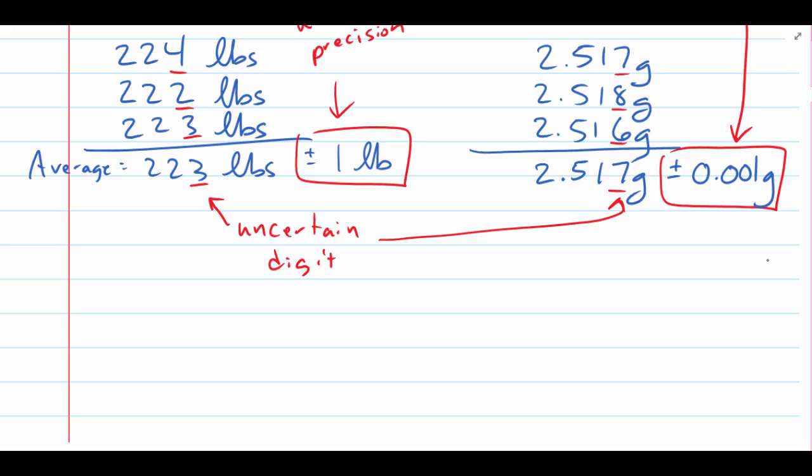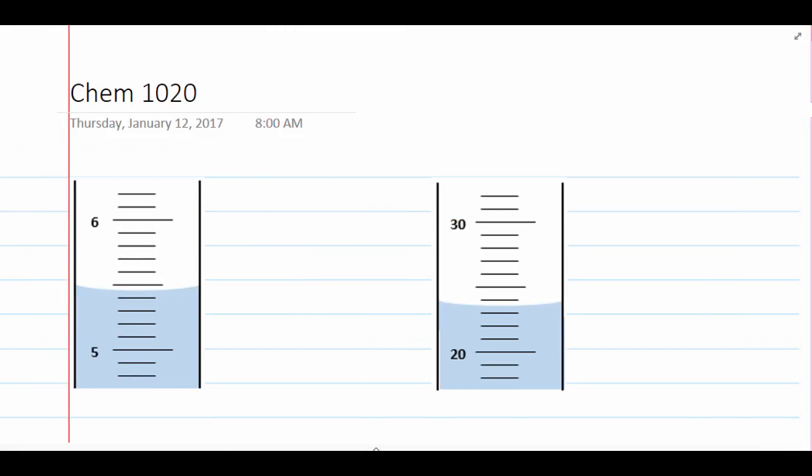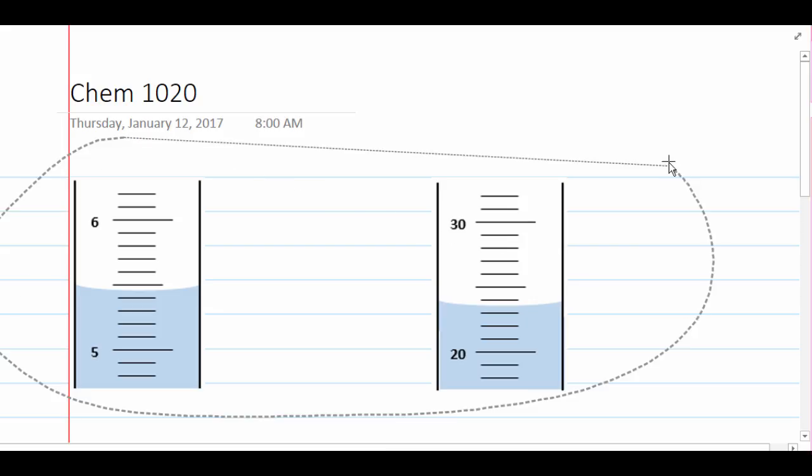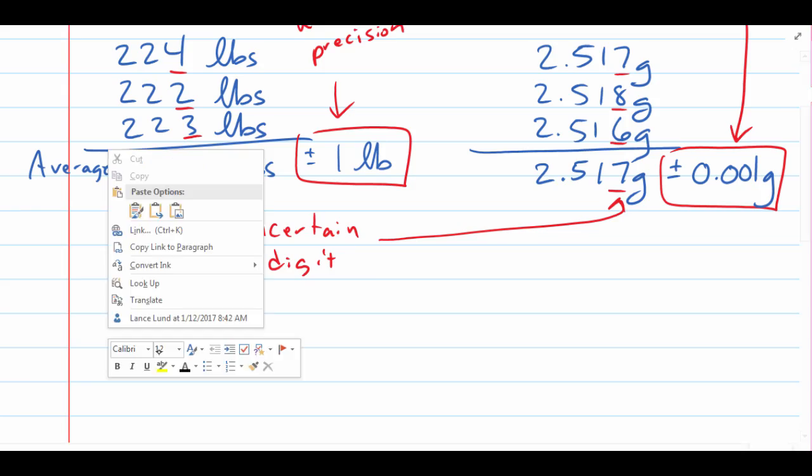So what this is telling us is that these measurements have some uncertainty associated with them, and very often when we look at an electronic device, we don't think about it as having any sort of uncertainty. If we look at these graduated cylinders, for example, I'm going to go ahead and move these over to our page. So let's see, I need to cut these. Come over here and we'll paste them in.